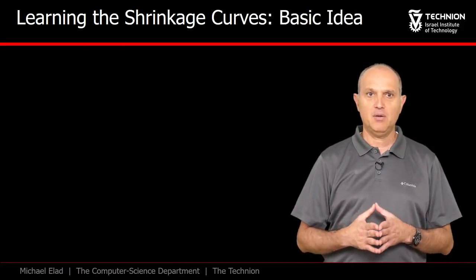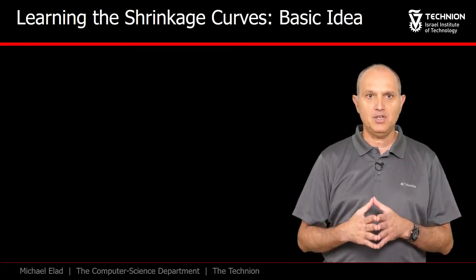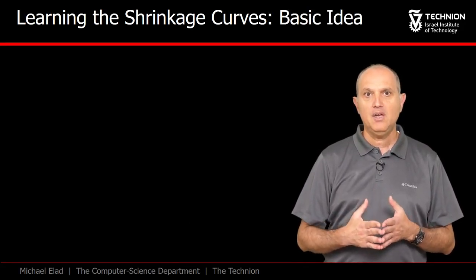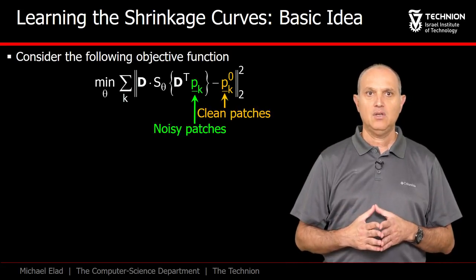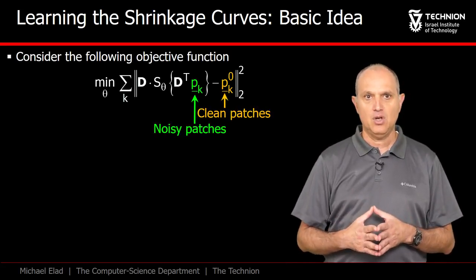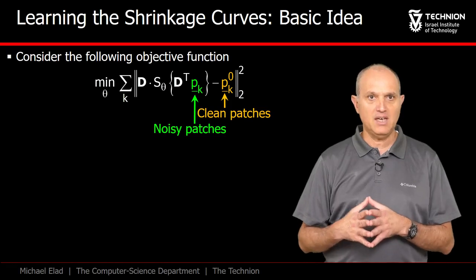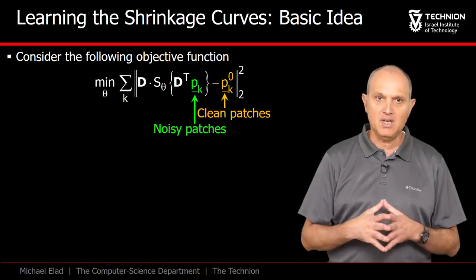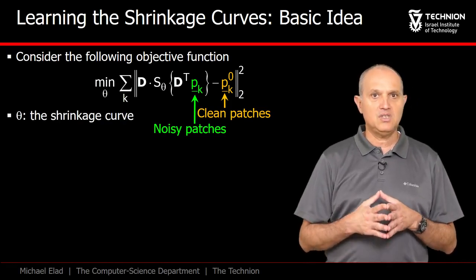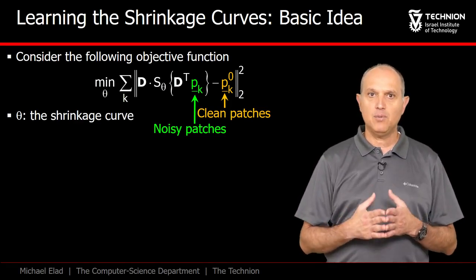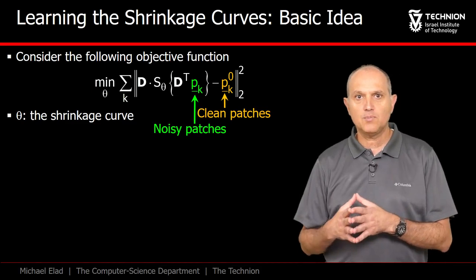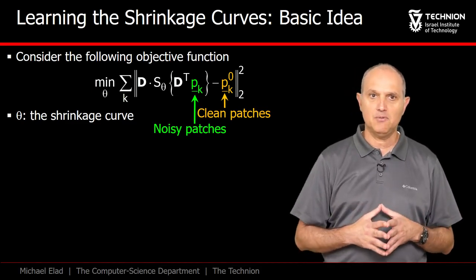Here is the basic idea behind this work, and as you can imagine, the main novelty will be in formulating this problem into a pleasant optimization task. Take a look at this expression. We have a set of clean patches, pk0, and matching noisy ones, pk. Our goal is to design the thresholding parameters, theta, such that the denoising process on pk will get as close as possible to the clean patch, pk0.